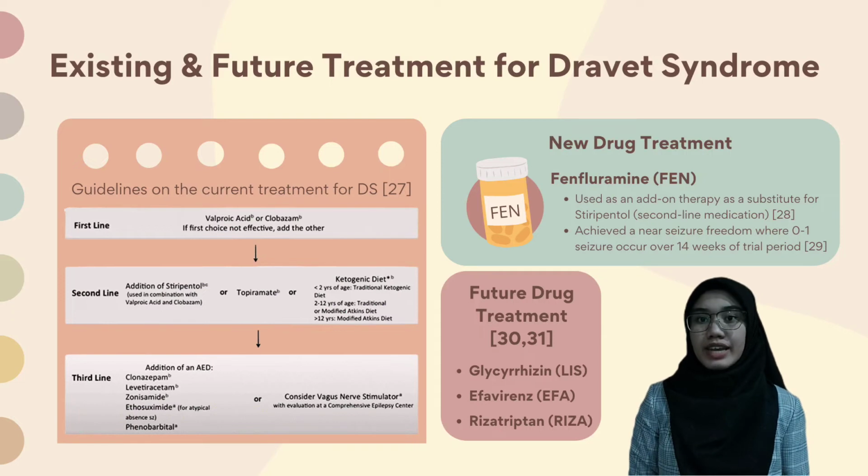Fenfluramine can be used as an add-on therapy or as a substitute for stiripentol, achieving a near seizure freedom where only 0 to 1 seizures occur over a 14-week trial period. The zebrafish model has also been used to examine the possibility of repurposing drugs like glycyrrhizin, efavirenz, and rizatriptan. A recent study had also shown that efavirenz was the most effective drug compared to others because it exhibits a broader anti-seizure action on both genetically and chemically induced zebrafish models.